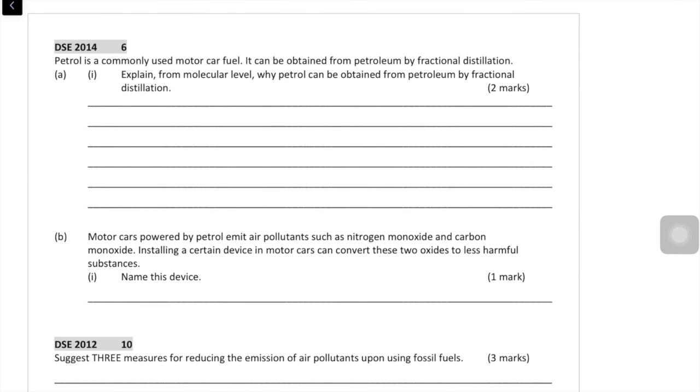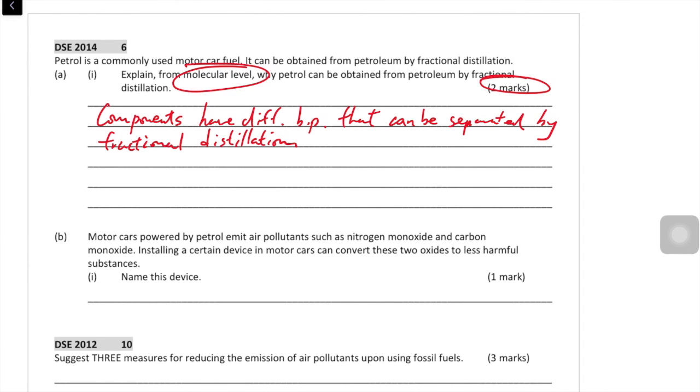Well, next is in the molecular level, right? Why can they be obtained in the fractional distillation? Yes, so here are 2 marks. The first mark will be why fractional distillation can separate different parts. It's because they got different boiling points, right? This is the first point. The second point is good.